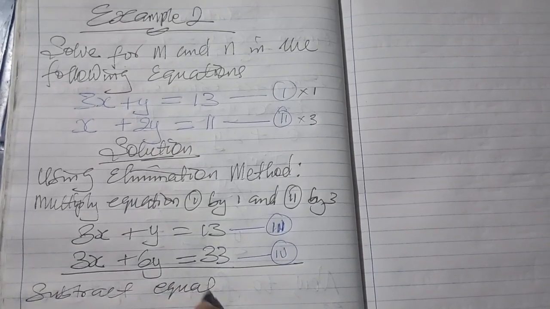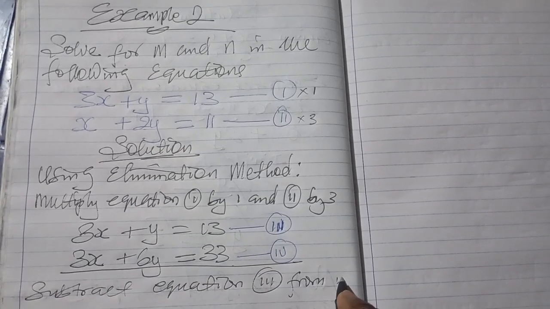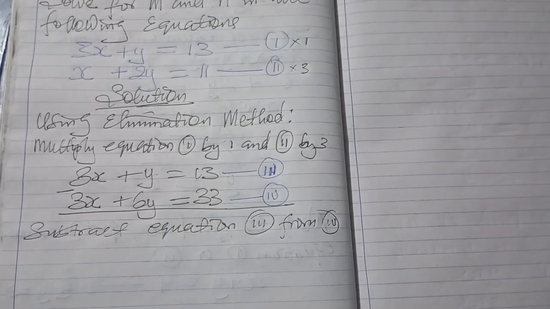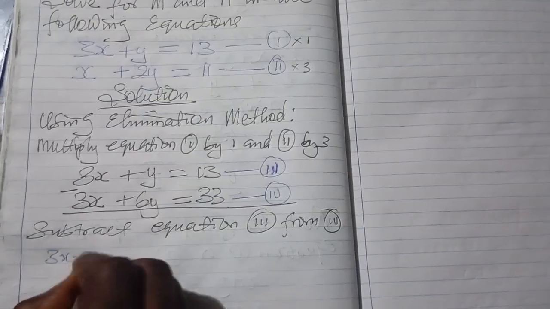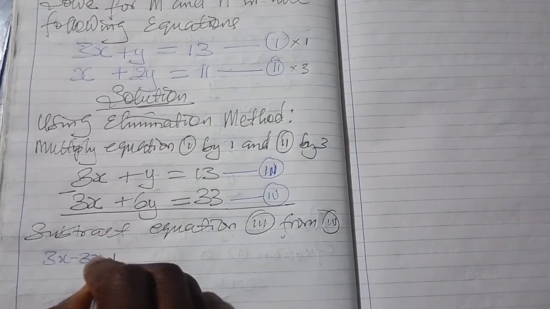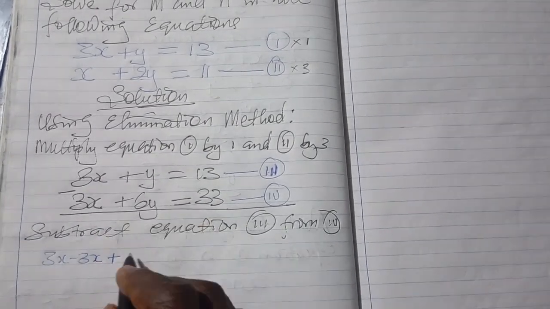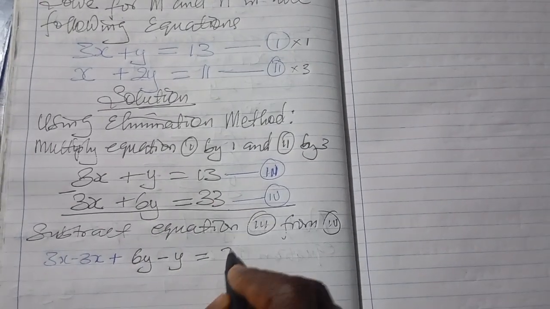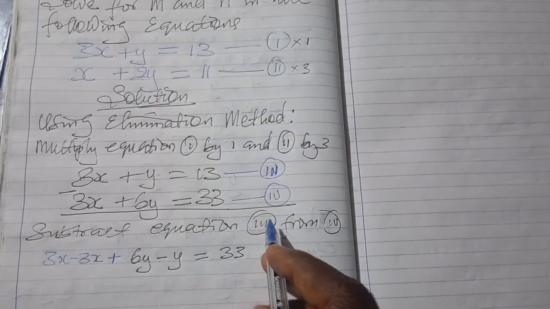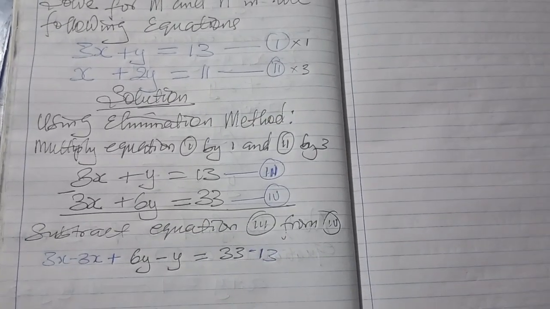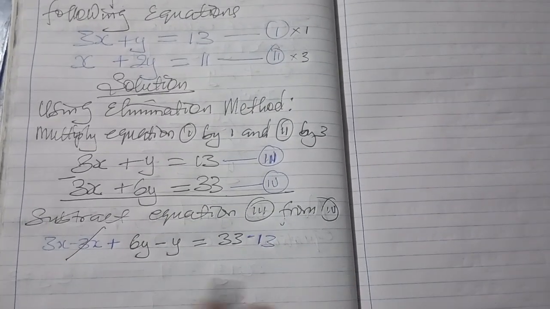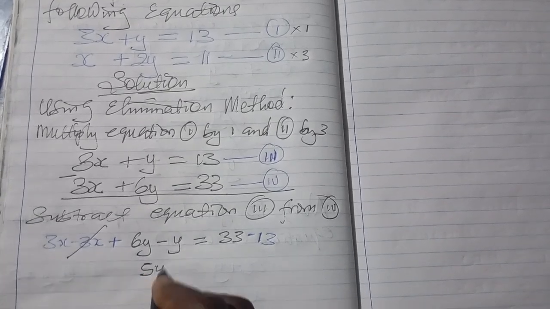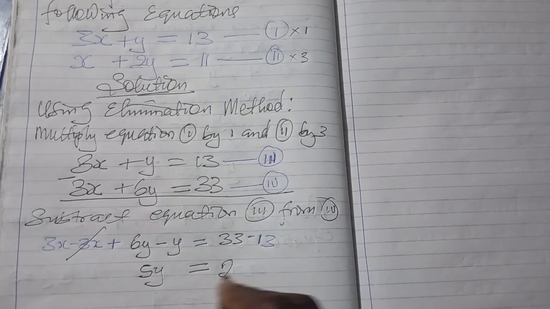So subtract equation 3 from 4. Now when you put your minus here, 3x minus 3x, we have something like this, 3x minus 3x. Then we can put our plus. So this is 6y minus y. 6y minus this y is equals to 33 minus 13. Okay, so this has cancelled. 6y minus this, we have 5y.